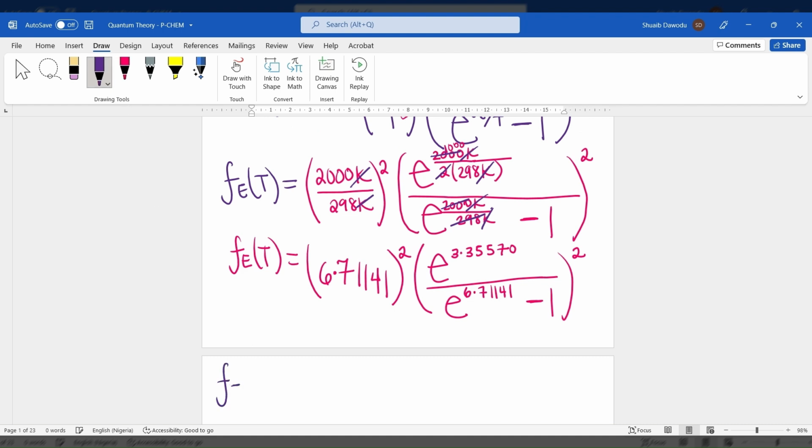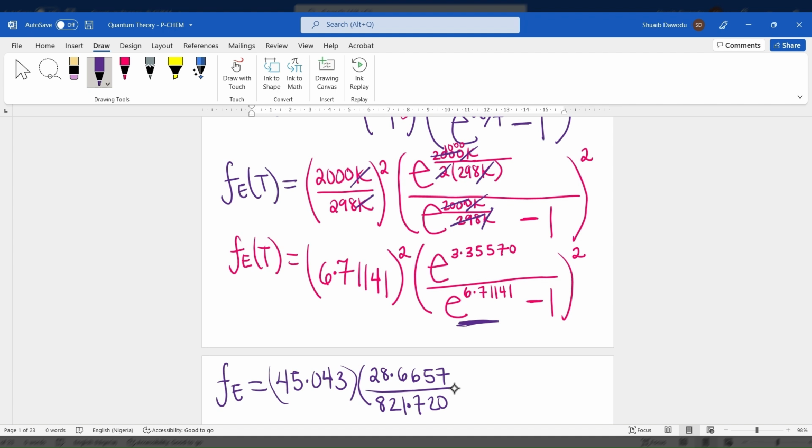So let's change the marker. So f sub e of t would be 6.71141, all squared, is simply 45.043. And then e raised to the power of 3.35570 will simply be 28.6657. Okay, divided by e raised to the power of 6.71141. That's just going to be 821.720. Okay, so that's this one here.